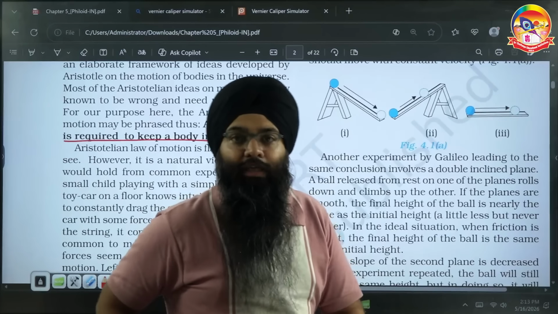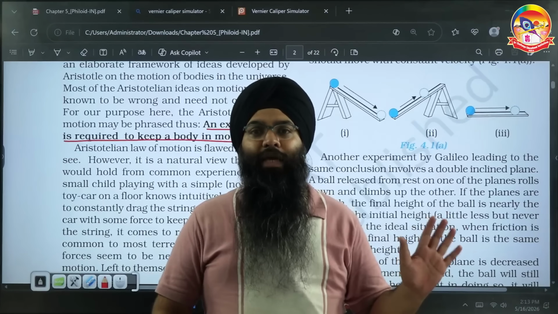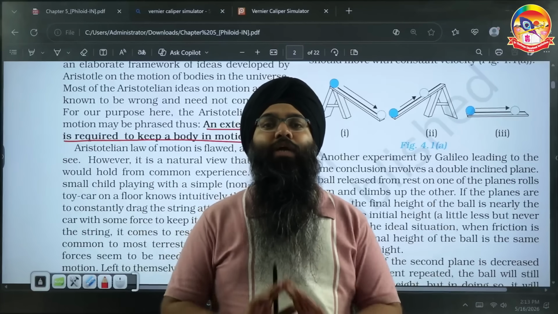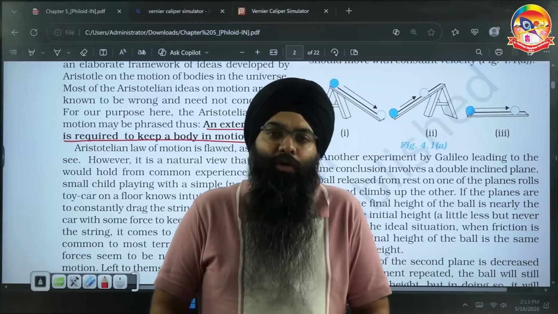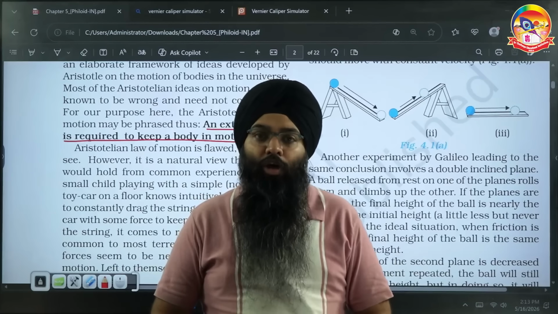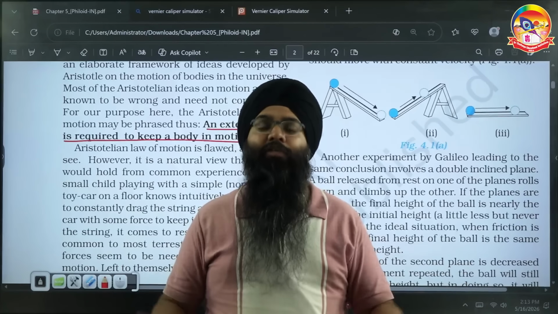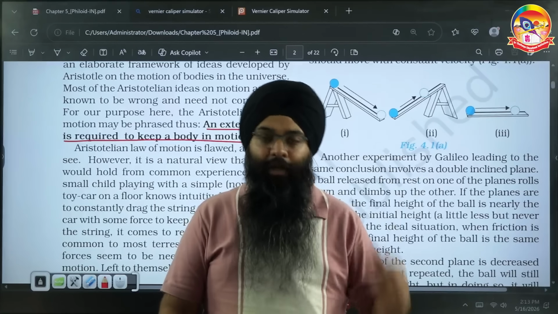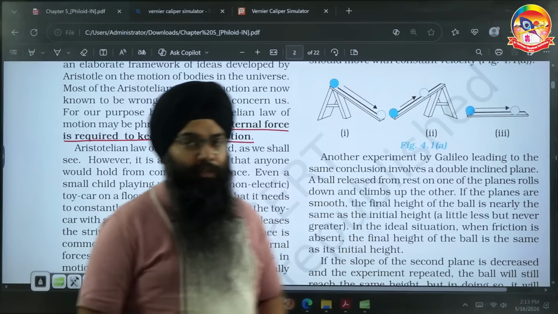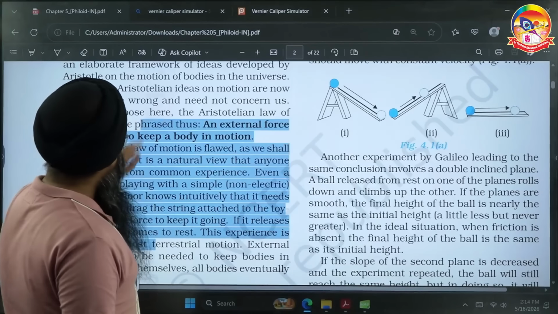Actually, this is not the case. If a body is moving uniformly, then the body can move without any net force. The net force acting on the body should be zero. That is why this law is called Aristotle's fallacy. Fallacy means he wrongly gave this concept. He thought that this is happening, but actually this is not the case. After that, Newton and a lot of scientists came and proved this wrong.